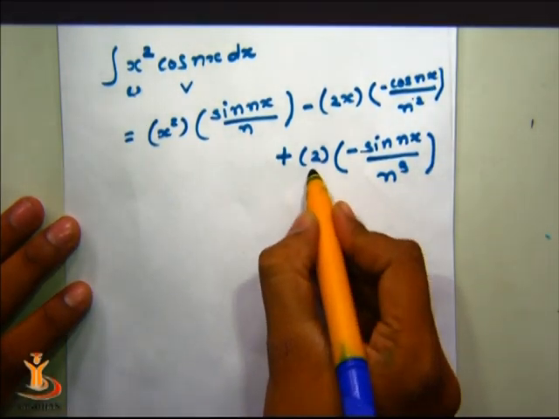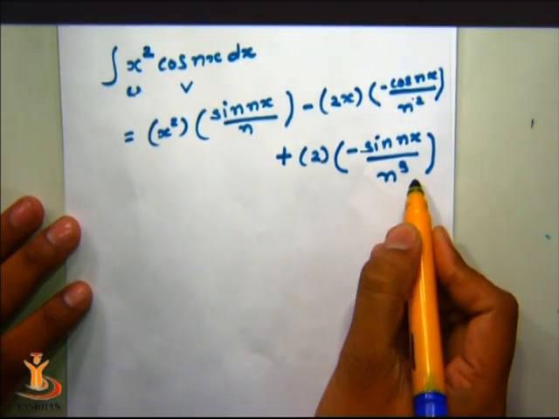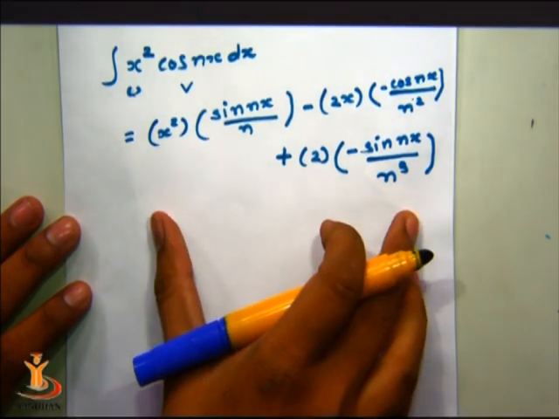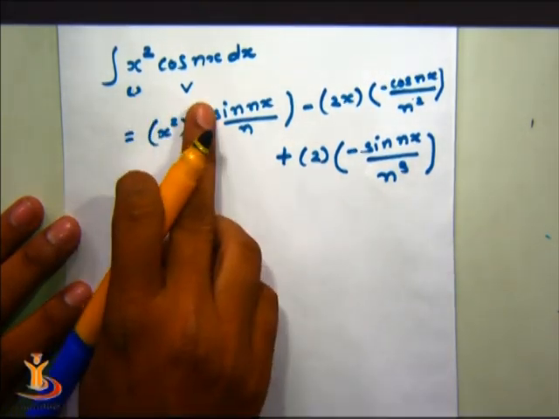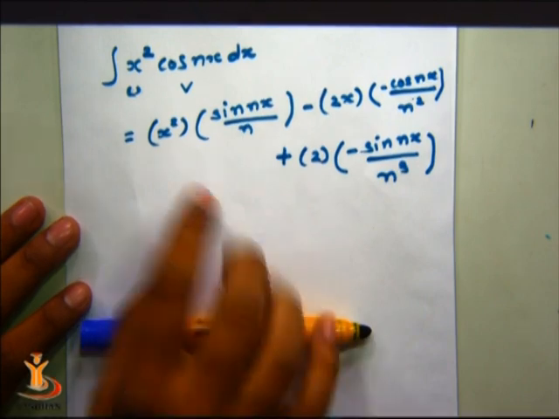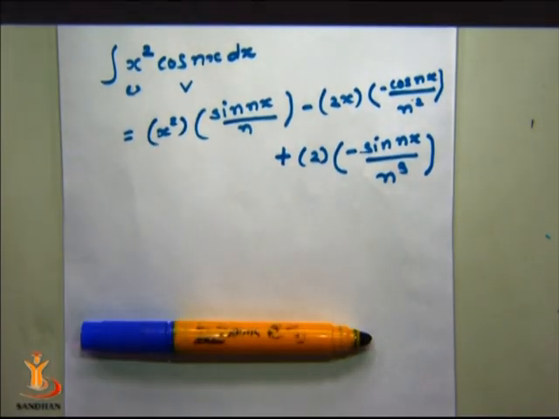And now the constant term here, its derivative is 0, so here we finally integrate x square into cos nx. So this is the use of the rule to find an and bn in our Fourier coefficient. This is the rule to use for integration of two functions.